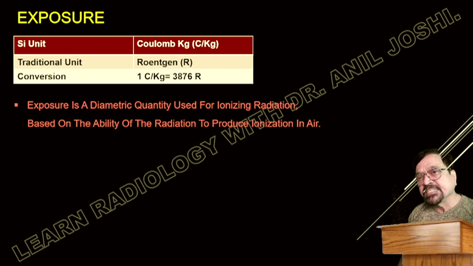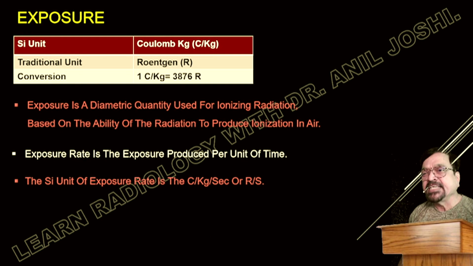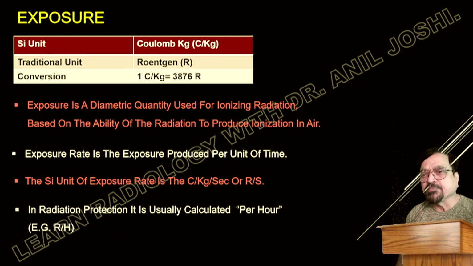Exposure is a dosimetric quantity used for ionizing radiation, based on the ability of the radiation to produce ionization in air. Now exposure rate is exposure produced per unit of time. The SI unit of the exposure rate is C/kg/second or R/s. In radiation protection, it is usually calculated per hour.